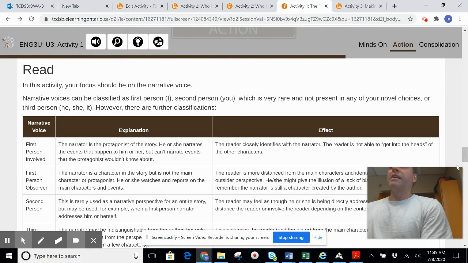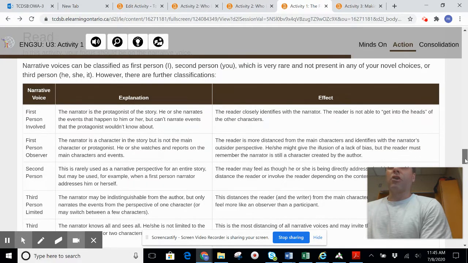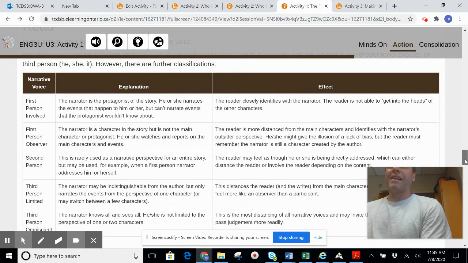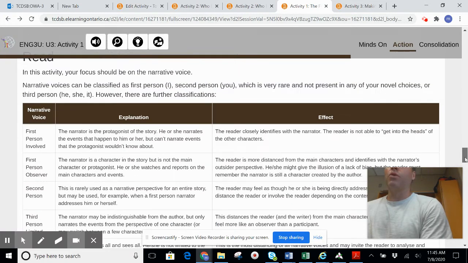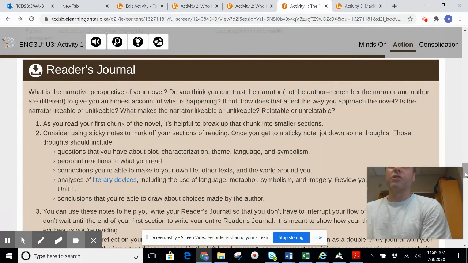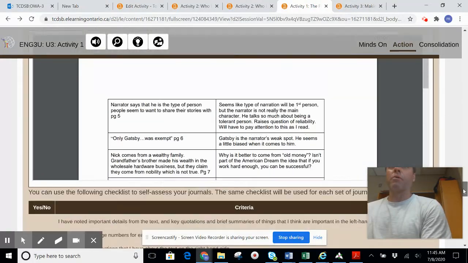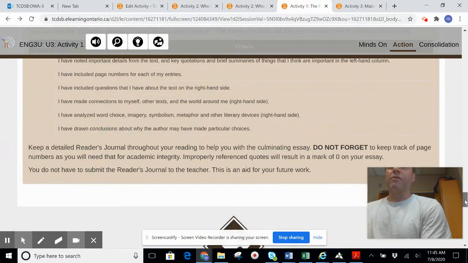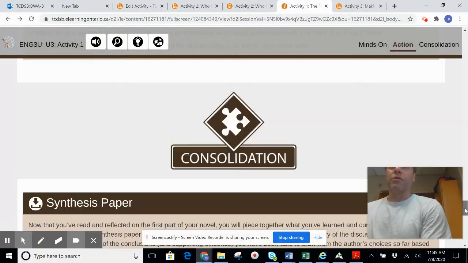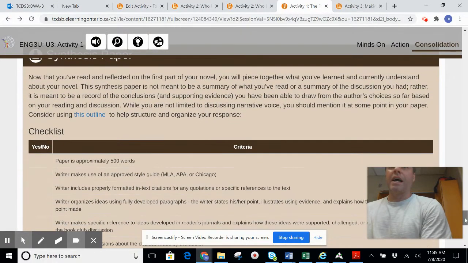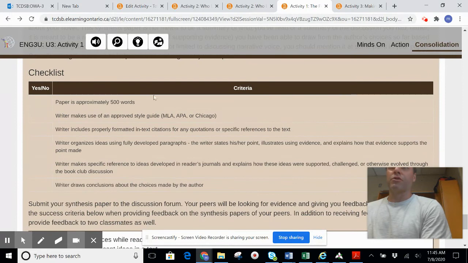So they then start to talk about a reader's log or journal. You are not responsible for handing that in to me, but it will help you with the synthesis paper if you're taking notes as you go on. So you can use this reader's journal to do that. I will never look at it, so you don't have to, but it would probably help you to eventually get to the point where you can do your synthesis paper. And here is the criteria for your synthesis paper.